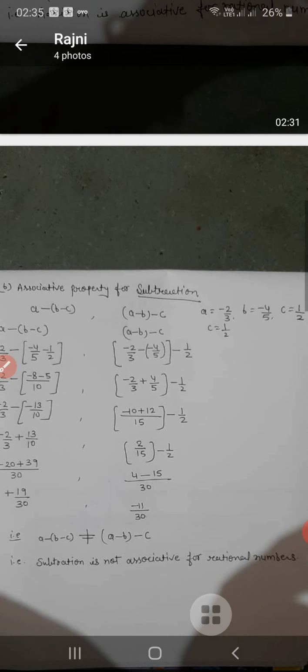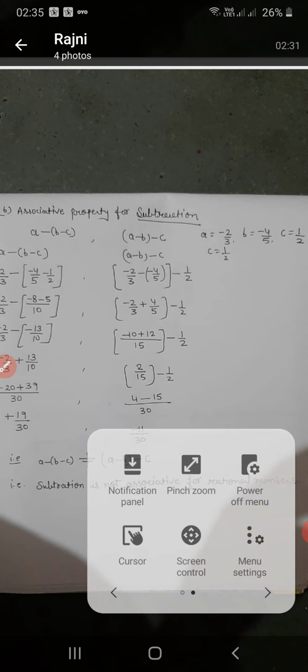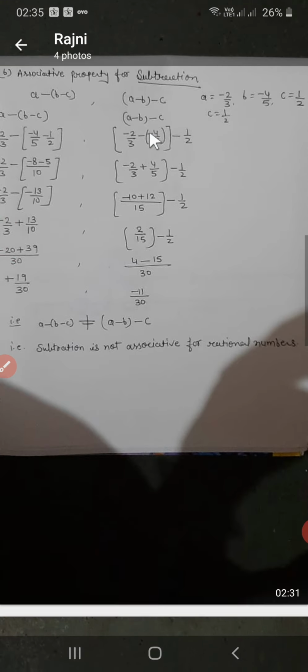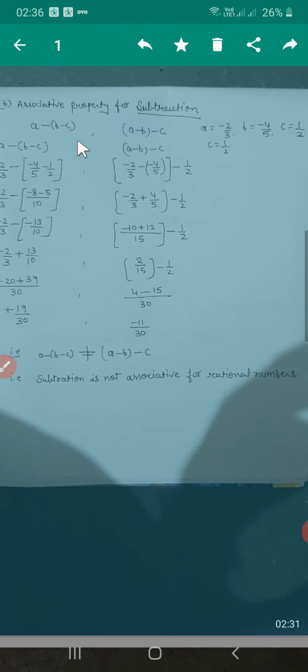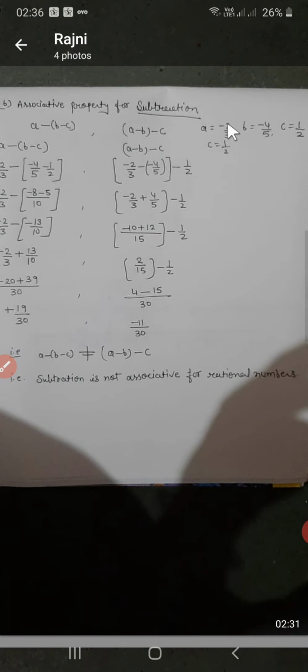Now associative property for the subtraction. See here, you have to check A minus (B minus C), bracket closed, and (A minus B), bracket closed, minus C. For this you have to keep the values. For A minus 2 by 3, for B minus 4 by 5 and for C 1 by 2.